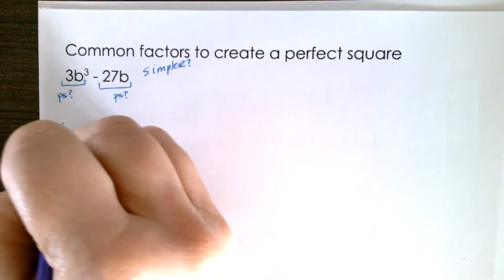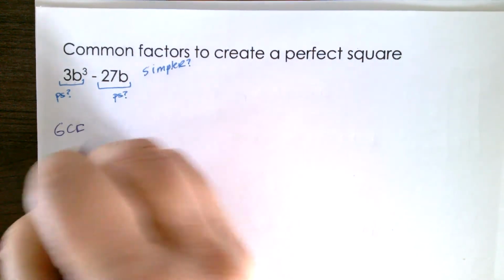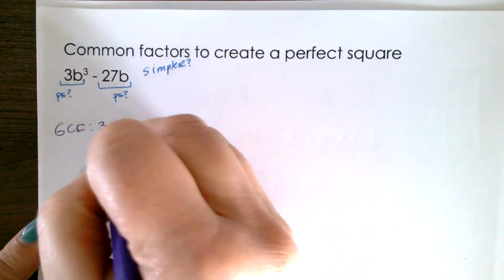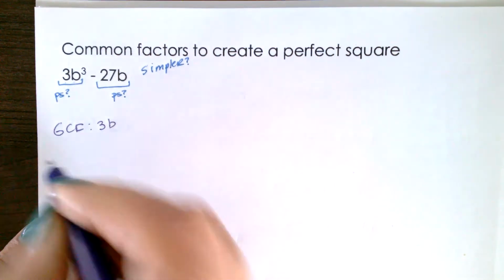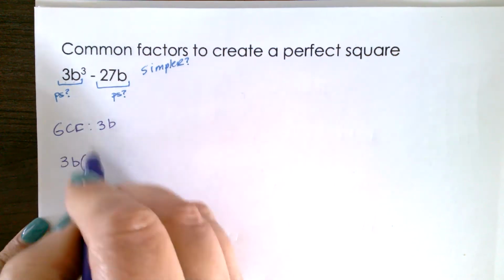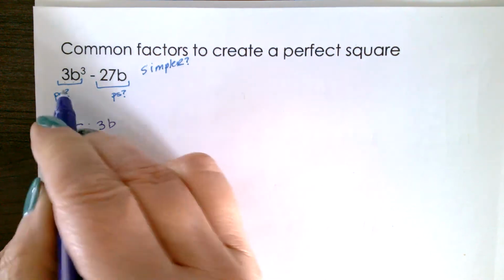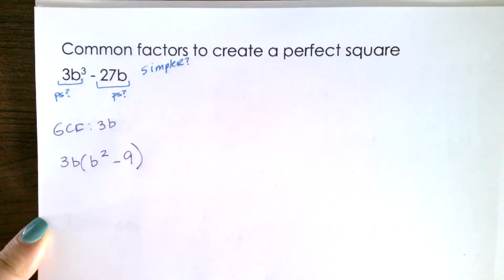Well, what is the greatest common factor here? 3 can come out of both, and 1b. So then I would distribute backwards. So I would get 3b times b squared. 3b times what gives me 9?